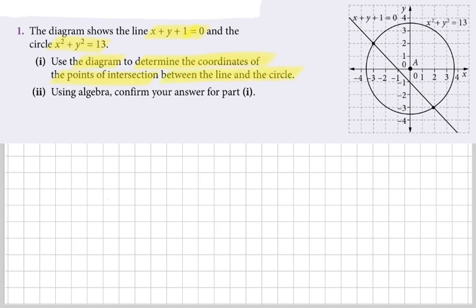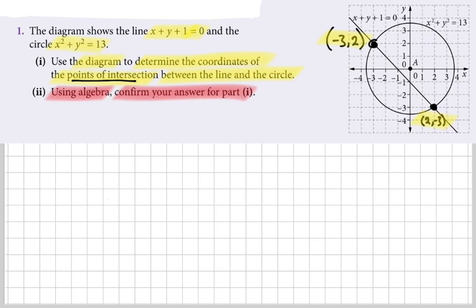Again, the points of intersection are where they're crossing each other. So where does that line and that circle hit each other? Well, they hit each other down here and they hit each other here. So what are those points? This one down here is out 2 and down -3, so 2, -3 is that one. And this one up here is -3 out and 2 up. So these points of intersection are -3, 2 and 2, -3. Nothing too bad. Now, it says using algebra, confirm your answer.